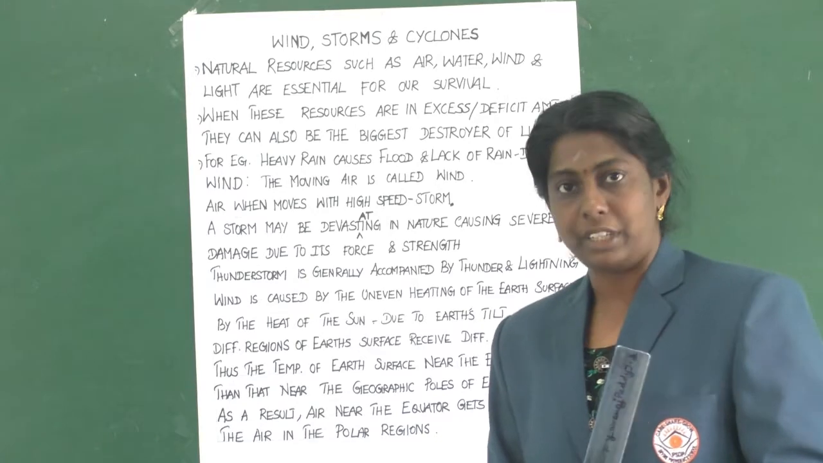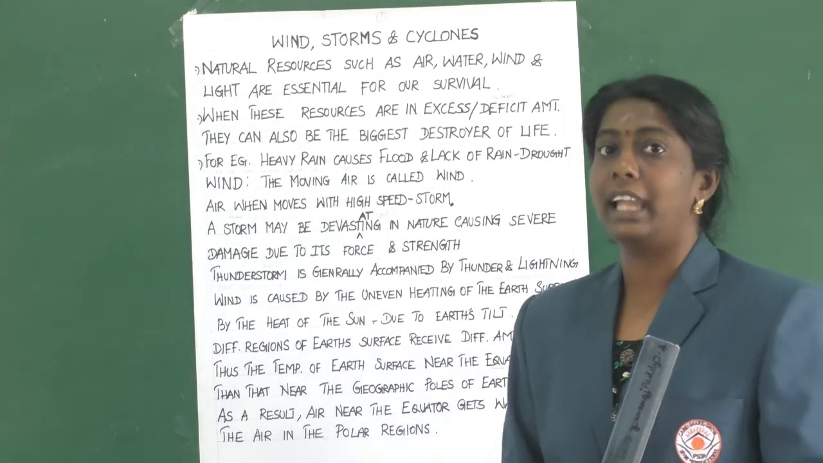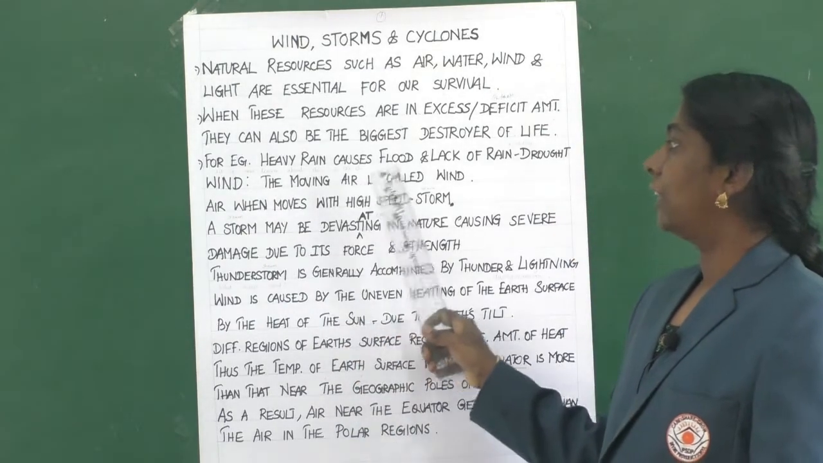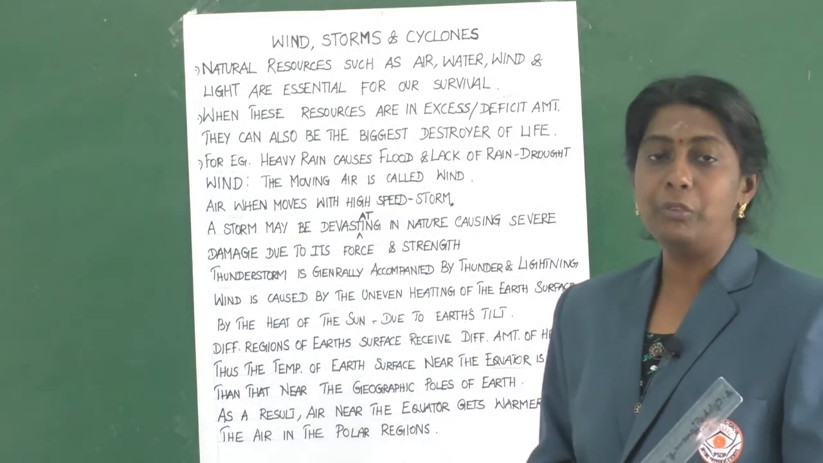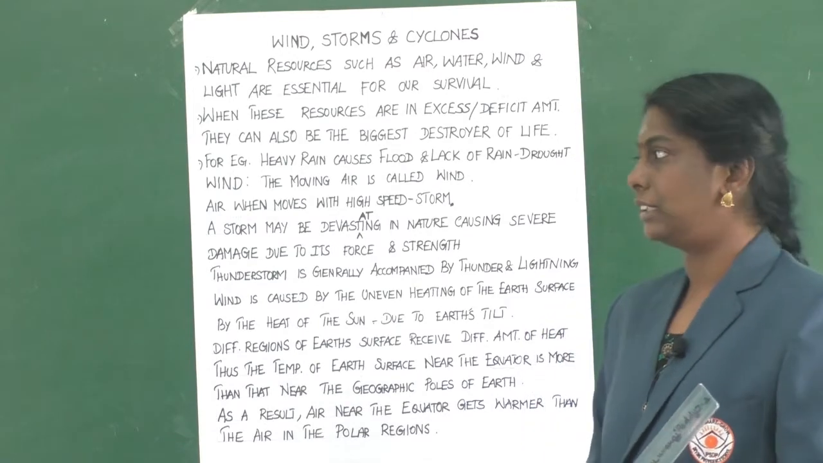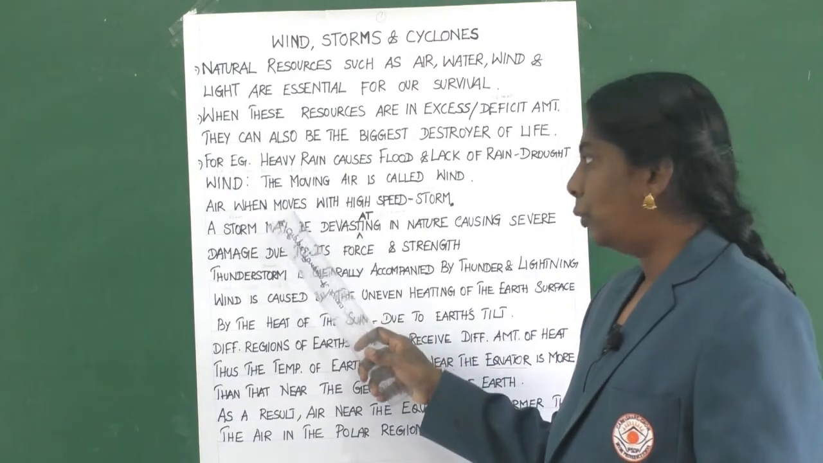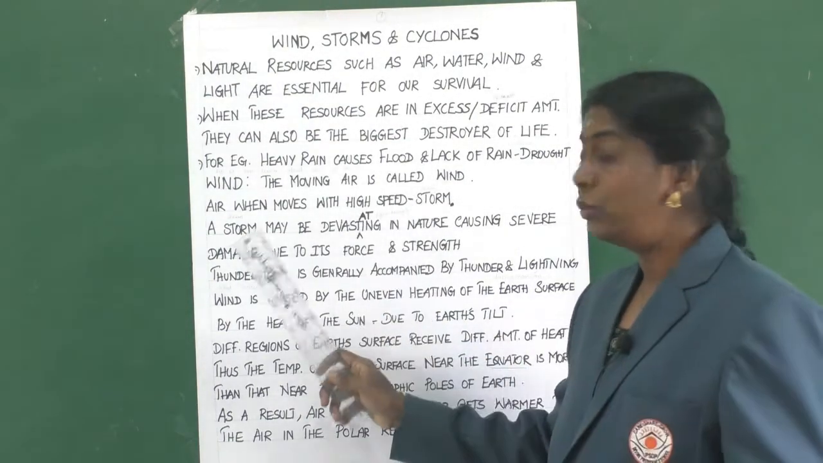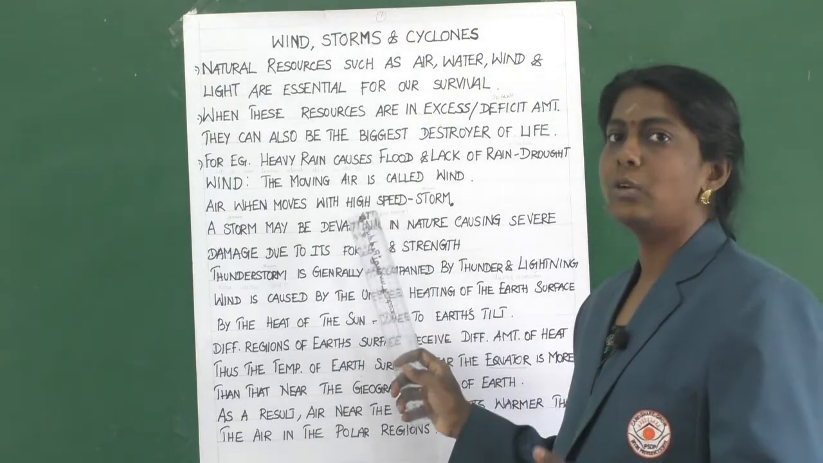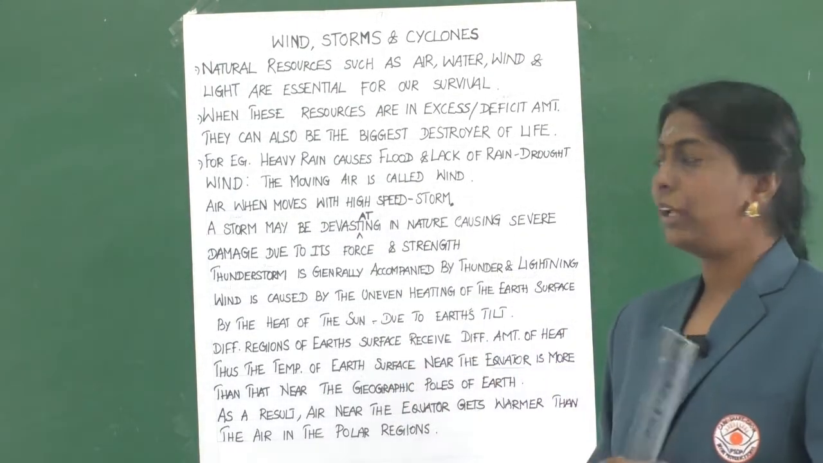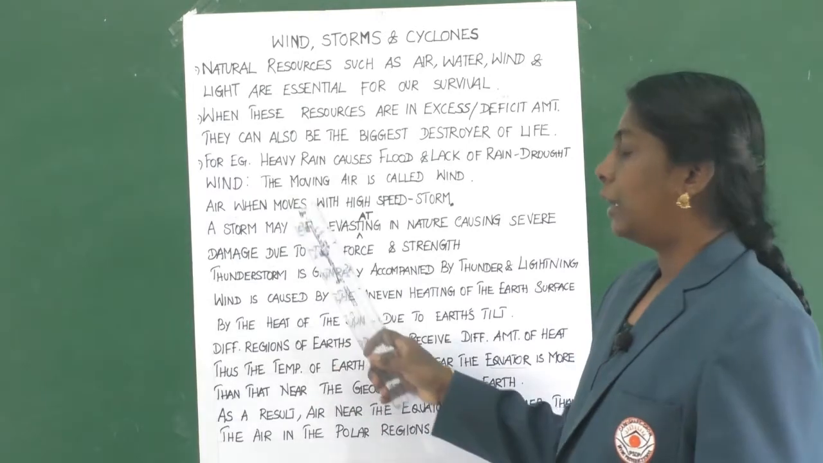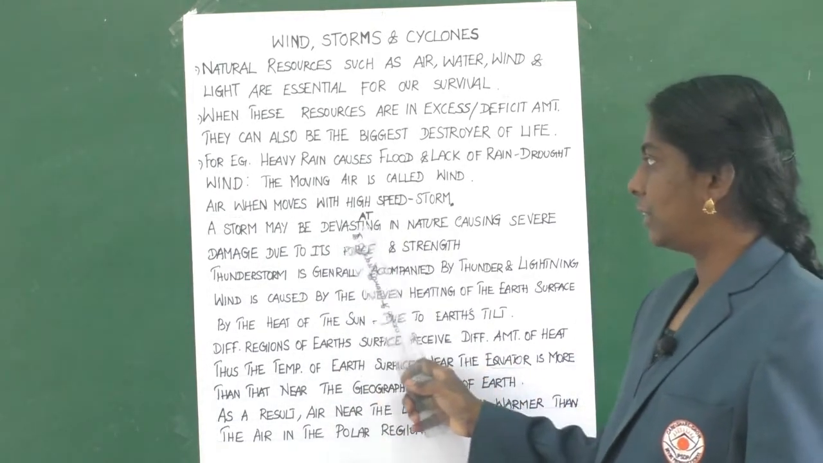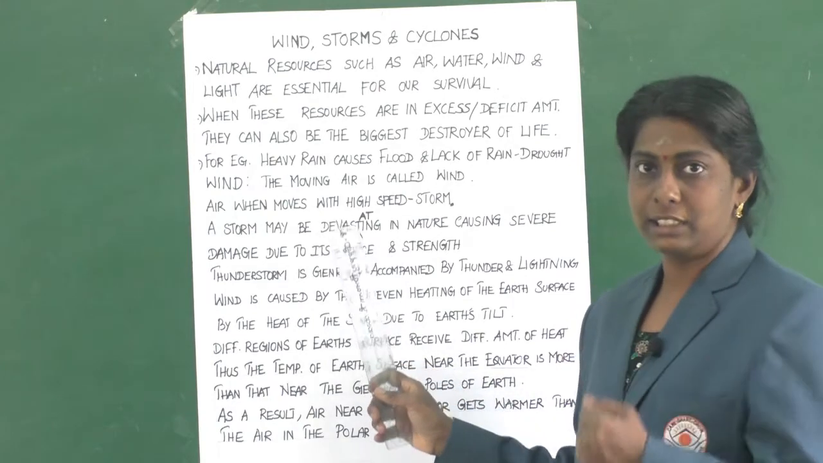What do you mean by wind? There is a difference between air and wind, isn't it? Yes. The moving air is called wind. Air when it moves with high speed is called a storm. Okay. So a storm may be devastating. What is this devastating? It means great damage.